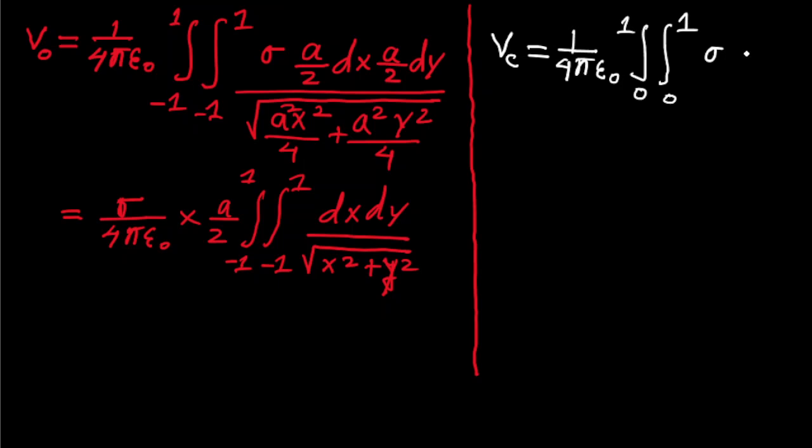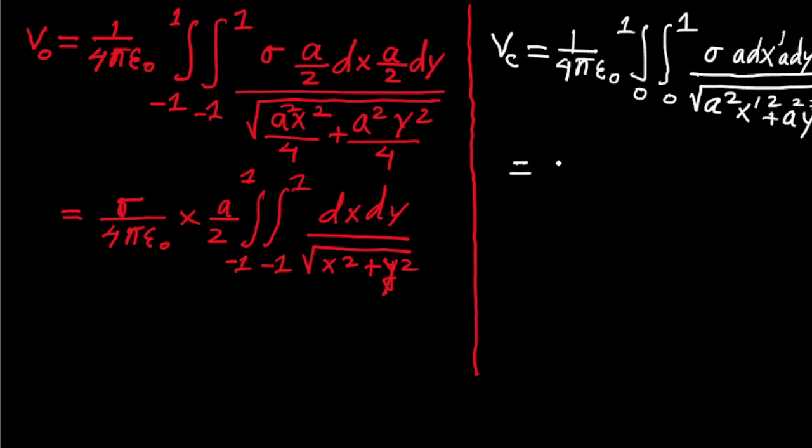So when you replace x prime and y prime by capital X prime and capital Y prime, we get here a into capital dX prime and a into capital dY prime divided by under root of a square capital X prime square plus a square capital Y prime square. And then if we simplify these things, what will we get?